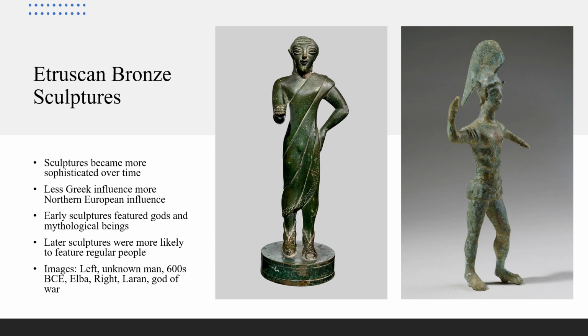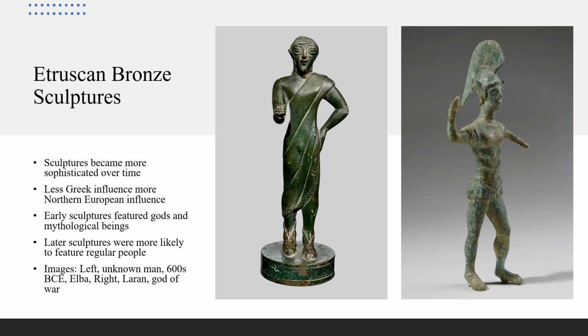The Etruscans also made bronze sculptures, and their bronze sculptures are interesting. They do adopt elements of Greek and Roman styles later in their history. Early Etruscan bronze sculptures have what is probably a Villanovan influence. They're not as anatomically correct and realistic. Usually early on, they tended to portray gods and elite people.